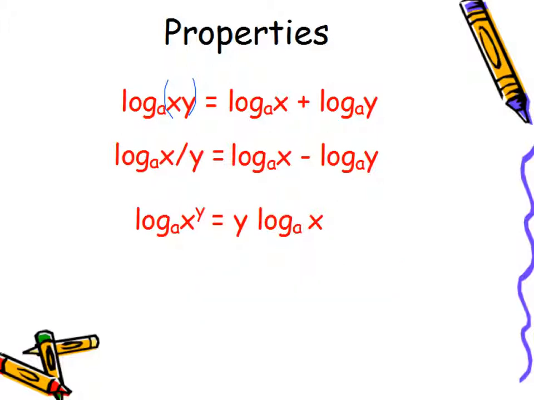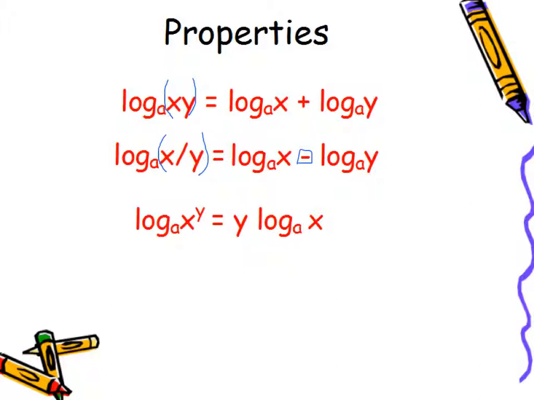Now, this second property is very similar to the first, but instead of having x times y, we're going to have an x divided by y. So you're going to see some sort of a fraction going on, and you can separate that. You can expand that logarithm by making it two separate logs, and instead of adding your x and y, you're going to subtract your x and y. So very similar, but you subtract rather than add.